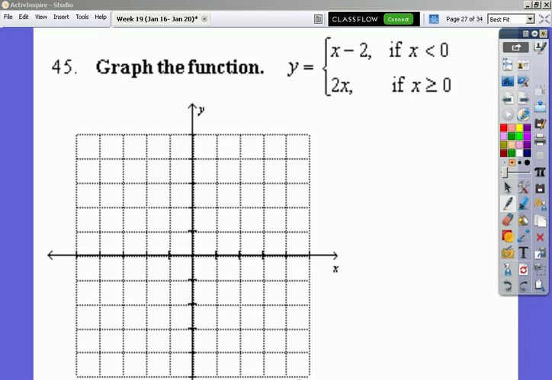So, I know how to graph y equals x minus 2. What would be my y-intercept? Negative 2. So I'm going to start at negative 2, and of course this will all be labeled for you. And then you're going to go up 1, to the right 1, or down 1 to the left 1, right? And then you're going to graph your line.